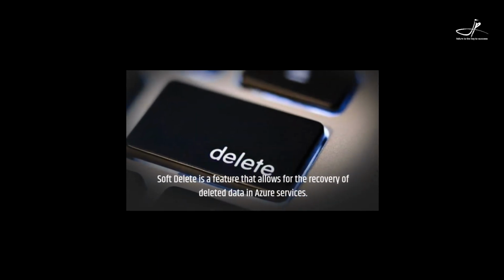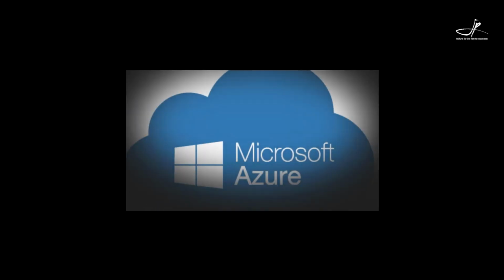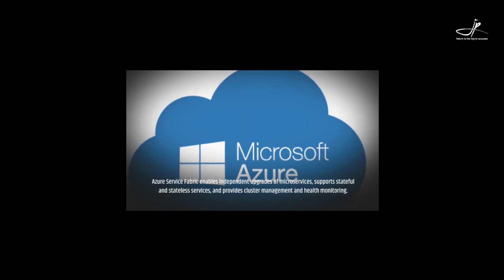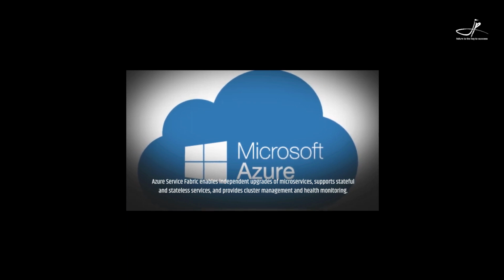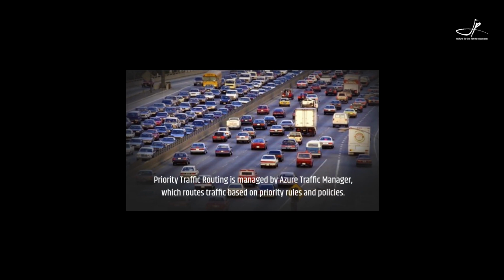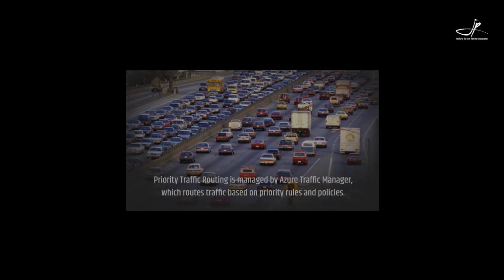Soft Delete is a feature that allows for the recovery of deleted data in Azure services. Azure Service Fabric enables independent upgrades of microservices, supports stateful and stateless services, and provides cluster management and health monitoring. Priority traffic routing is managed by Azure Traffic Manager, which routes traffic based on priority rules and policies.